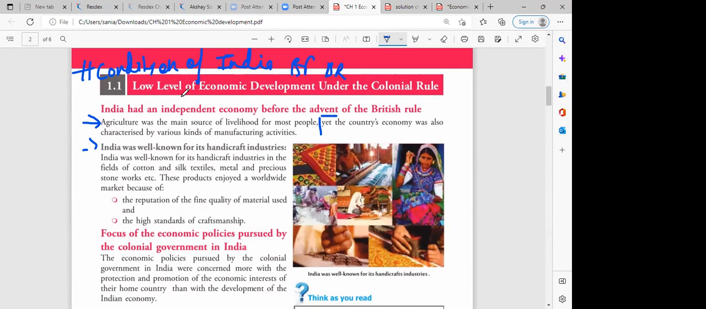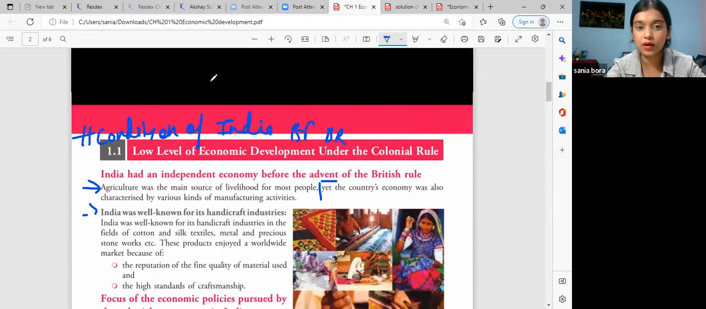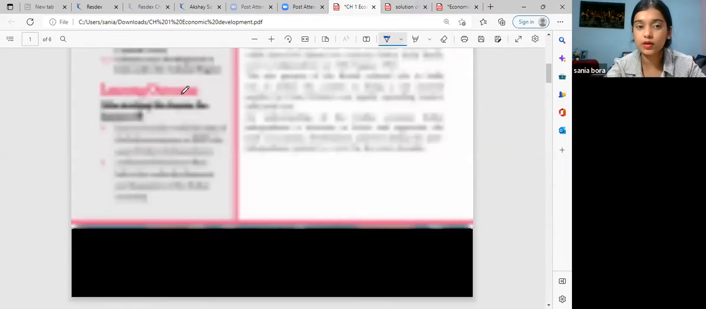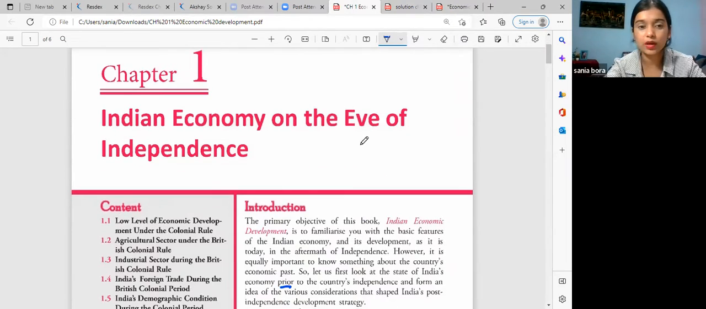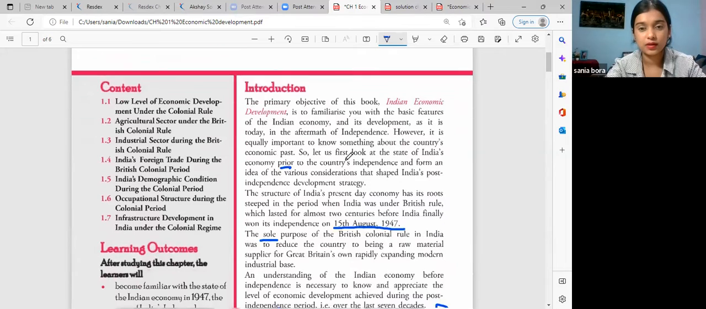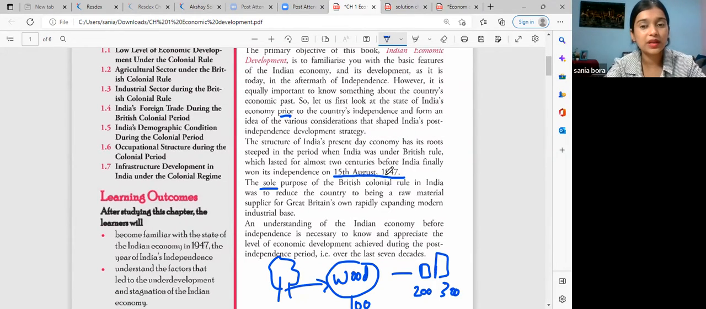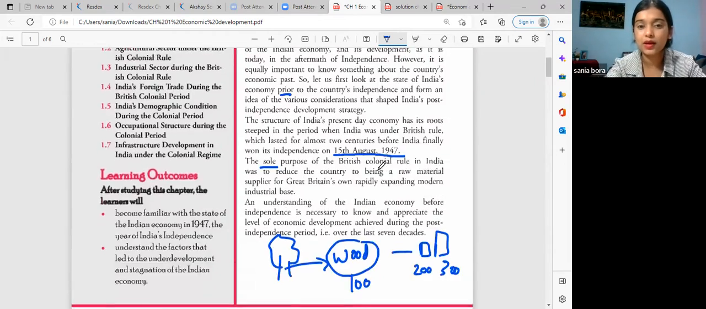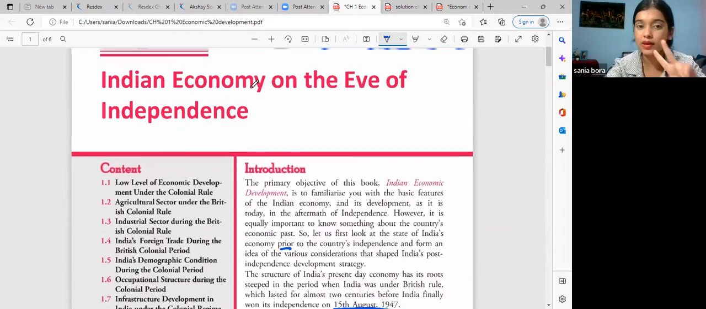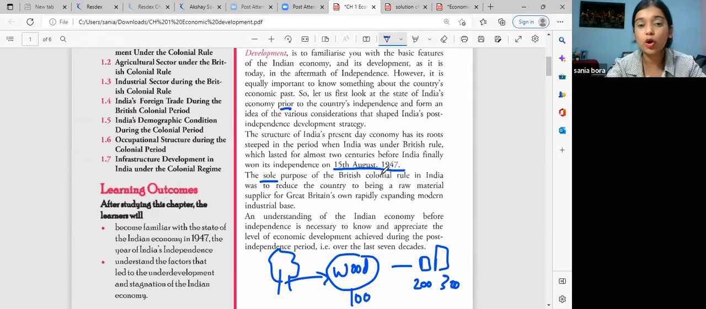Yes, teacher. Okay, so first what you are going to write is the chapter, chapter 1, Indian economy. And then just write that India got independence on 15 August 1947, and for how many centuries the Britishers ruled. Two centuries you can write. Just write these two things: chapter 1's name, when India got independence, and that for 2 centuries Britishers ruled India.